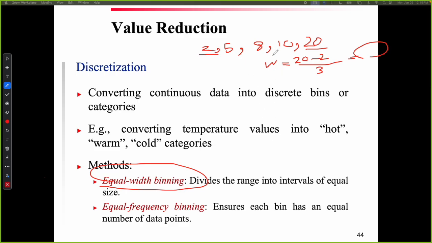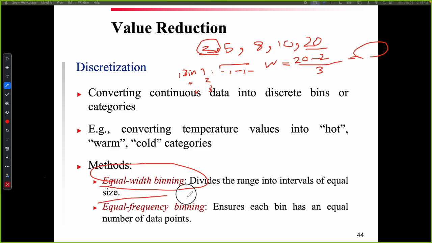Now, does it guarantee that each bin, for example bin 1, bin 2, and so on, has the same number of values? No, because we are just finding the same width, that is the range, for each bin. So you start from the first one, and then you add the width to find the range for the first bin, and then the second bin, and then the third bin, and so on.